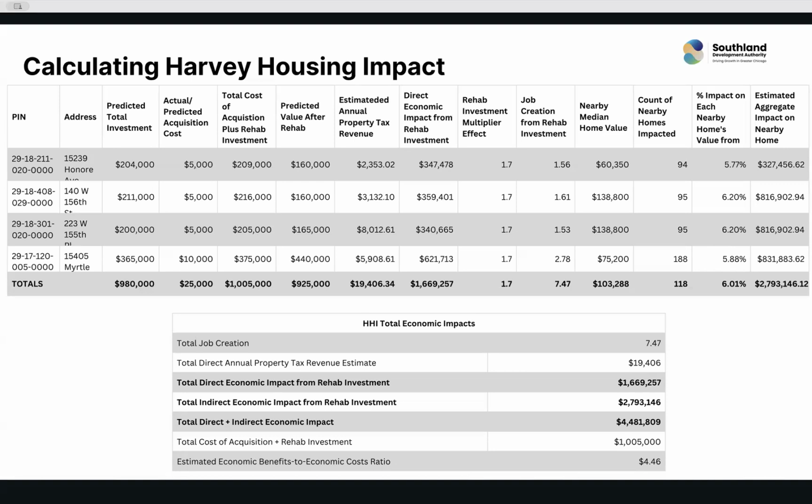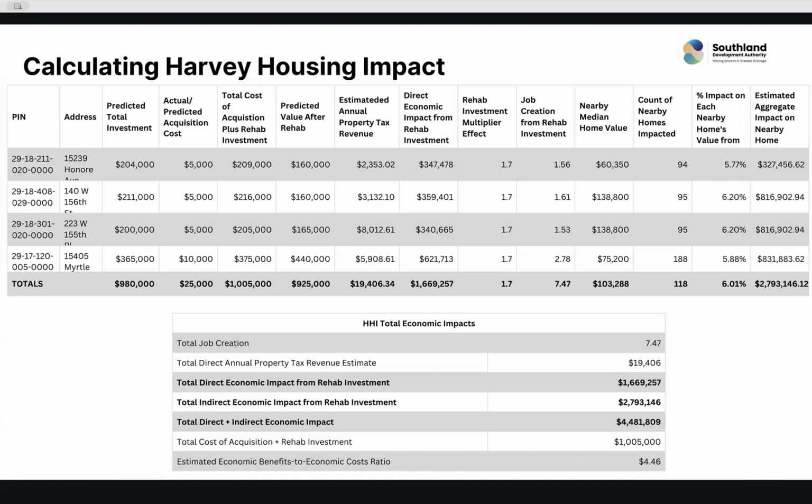To capture the full economic effect of renovation, we pair our regional input-output model with a hedonic pricing model. The input-output framework quantifies the first round spending and the supply chain ripple, while the hedonic model measures how a renovated home raises the market value of nearby properties. Applying the hedonic uplift to surrounding residences adds $2.79 million in additional wealth for homeowners.